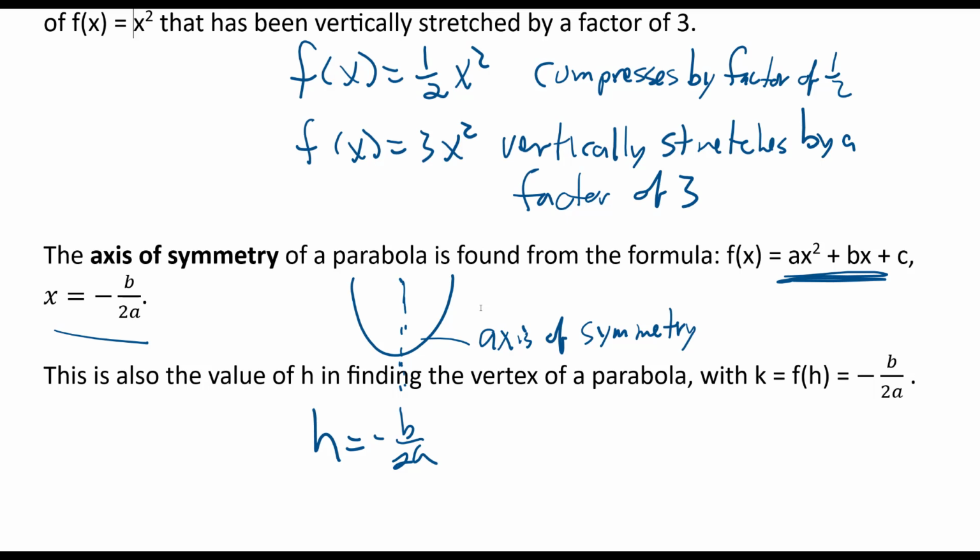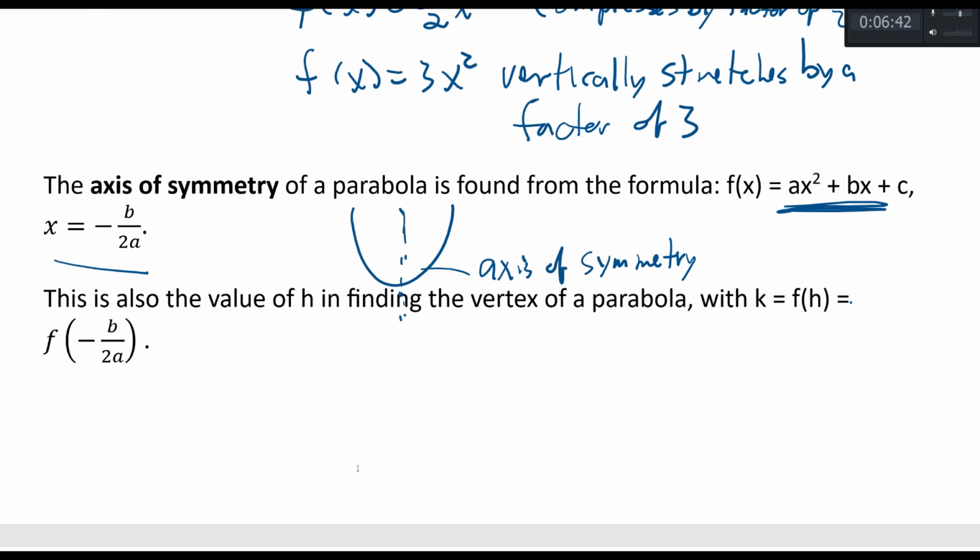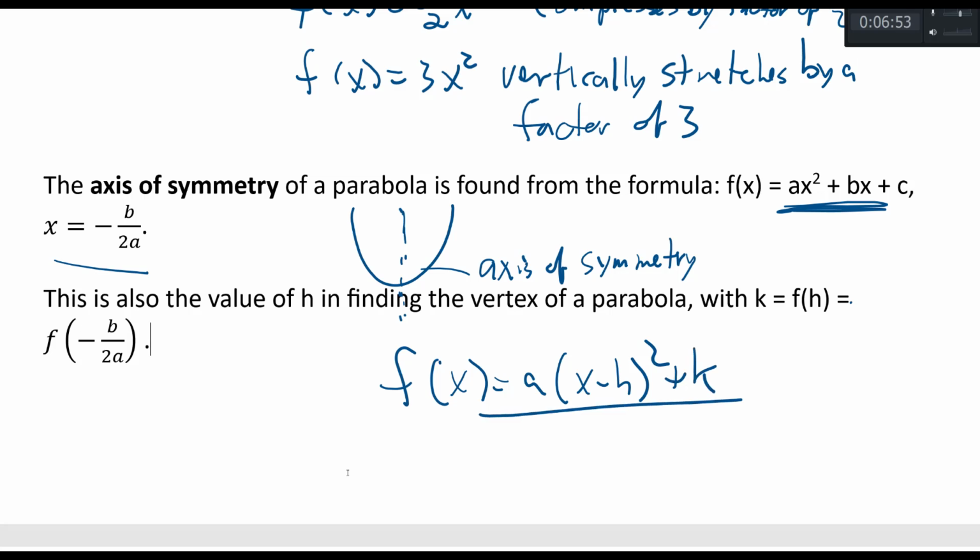So if you were trying to find your k, k is basically f of h, which is f of negative b over 2a. And that would give you your (h, k), which would also give you your f of x being, well, it wouldn't give you the a there, but it'd give you x minus h squared plus k. So you can use that in that process. Okay, that's it for this video in this section.